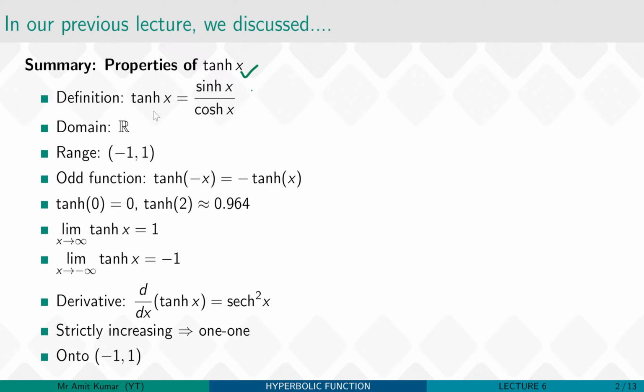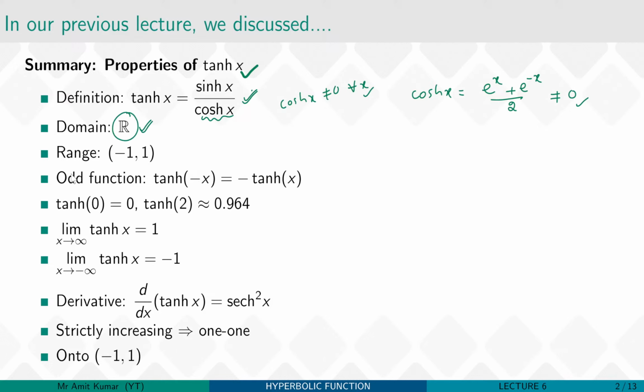Basically, the definition of tan hyperbolic x is equal to sine hyperbolic x divided by cos hyperbolic x. Remember one thing, cos hyperbolic x is never zero for all values of x. Why? Because cos hyperbolic x is equal to (e to the power x plus e to the power minus x) by 2. This is never zero for all values of x. So the domain of tan hyperbolic x is equal to R.